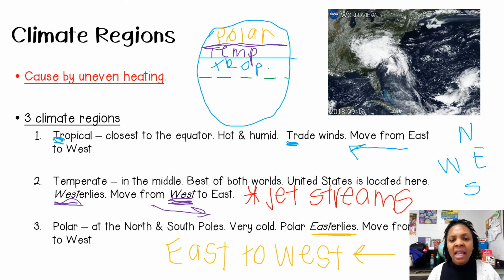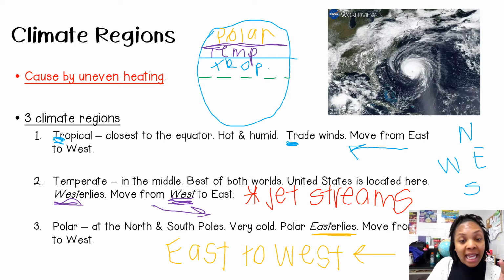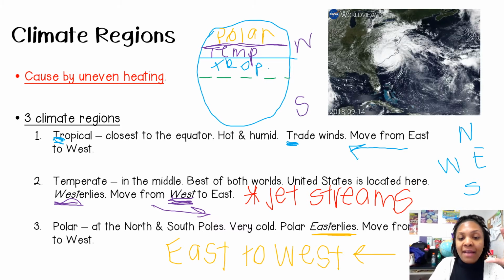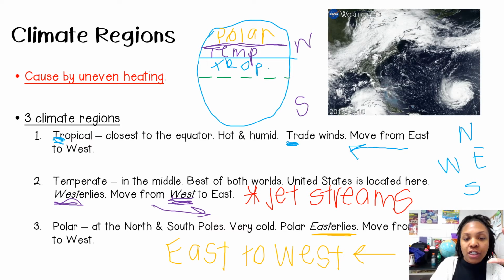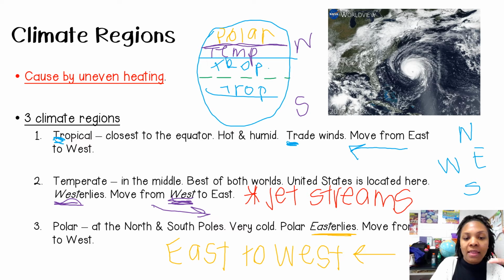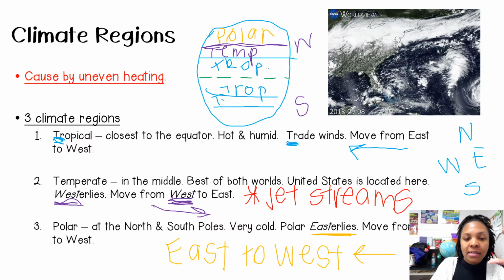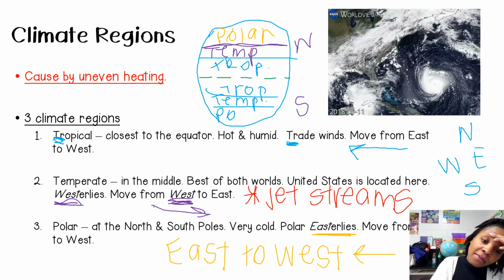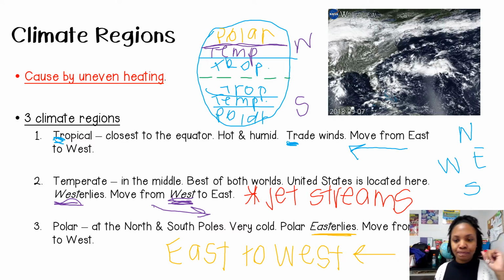All right, next, don't forget what happens in the northern hemisphere also happens in the southern hemisphere. So we have the tropical region, then we have the temperate, and then we also have the polar.